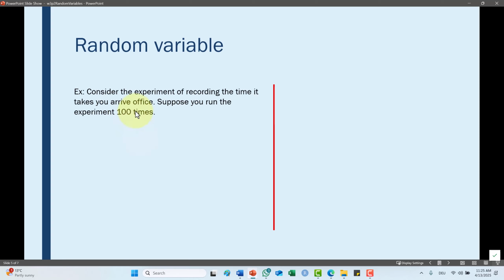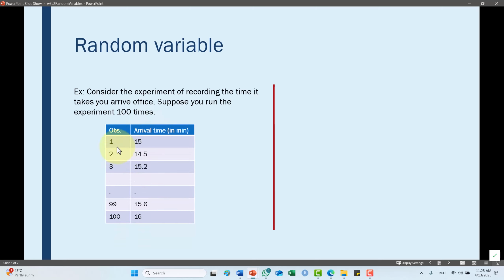Next, consider the experiment of recording the time it takes you to arrive at the office. And suppose you run this experiment 100 times. That means you record the time that you need to arrive at the office in terms of seconds or minutes 100 times. First day you need 15 minutes, second day you need 14.5 minutes, third day you need 15.2 minutes, and so on and so forth.